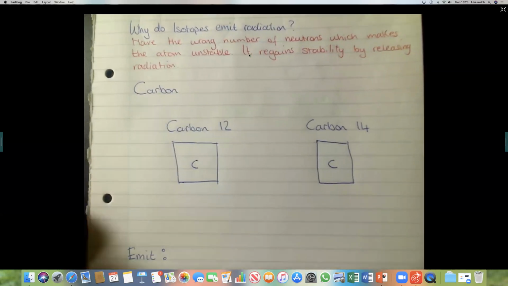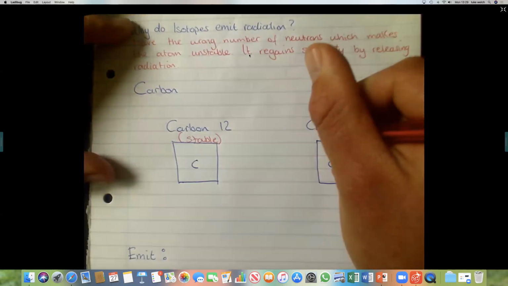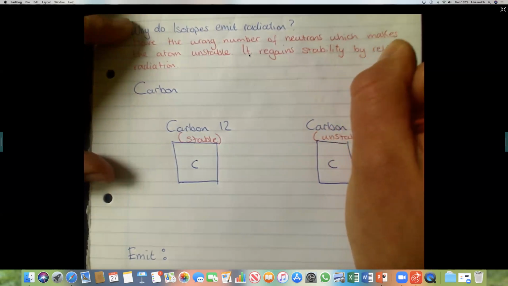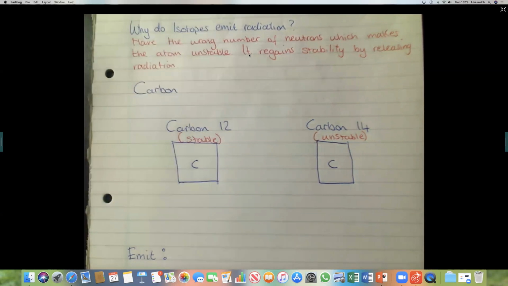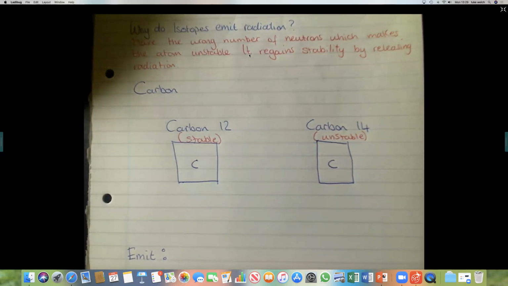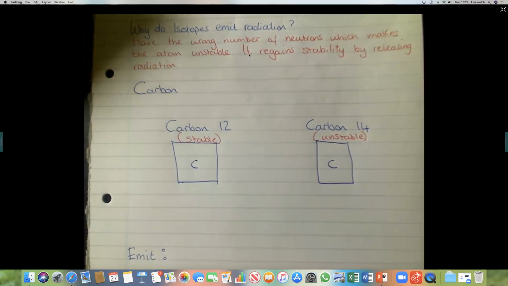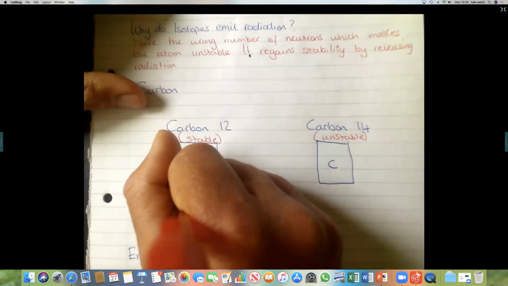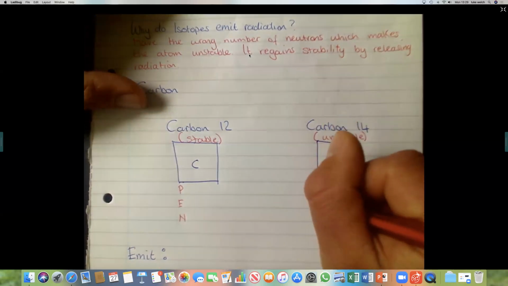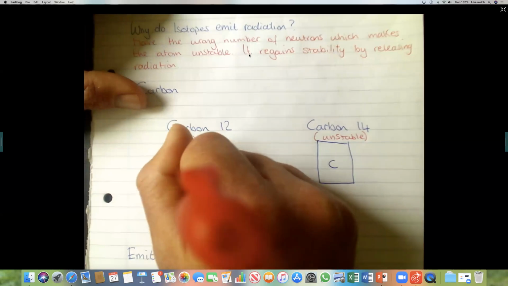Moving on. Below I have carbon 12 and carbon 14. Now, what is the difference between these two atoms? Well, what did we say? One of them, for a start, is stable. Carbon 12 is stable. Carbon 14 is unstable. One of these atoms is an isotope. Isotopes are unstable, and they release radiation, and that's because they've got a different number of neutrons. So first of all, I'm going to fill in my protons, electrons, and neutrons.